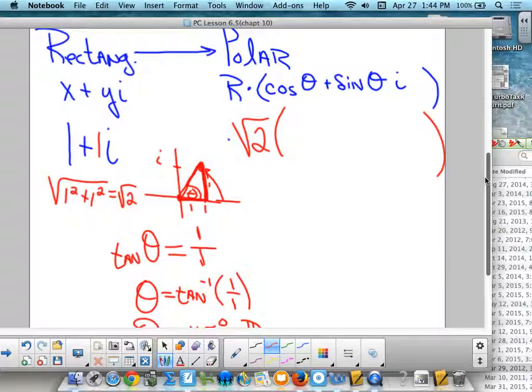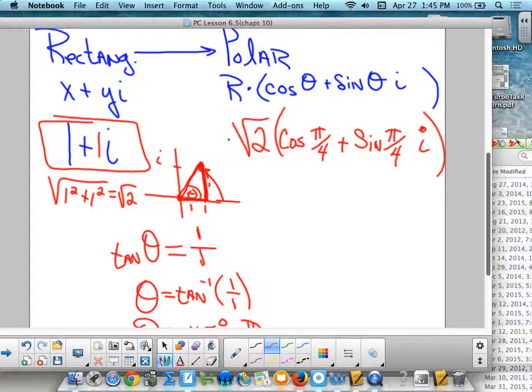and I need the angle I rotated it at, and it was what? Pi over 4, cosine of pi over 4, plus sine of pi over 4, times i. Okay. You know what I just did? I just took rectangular form right here, and then I did this. I turned it into polar. I'm done. That's all it was.